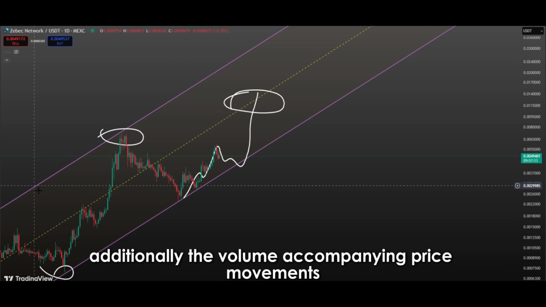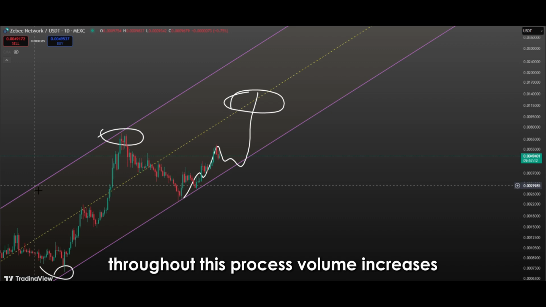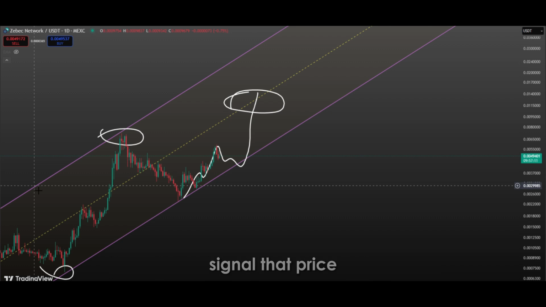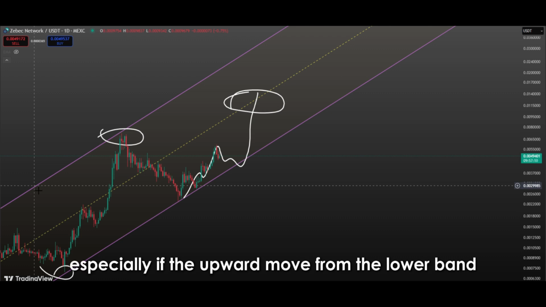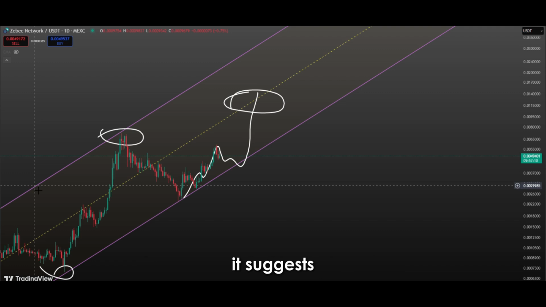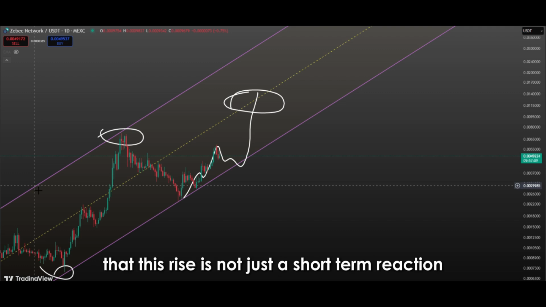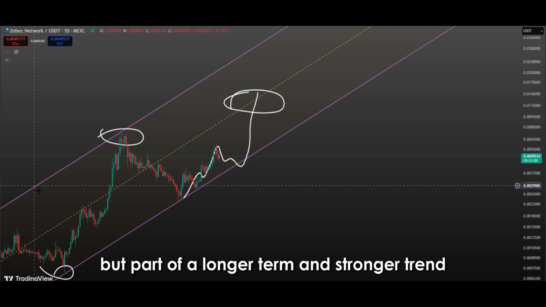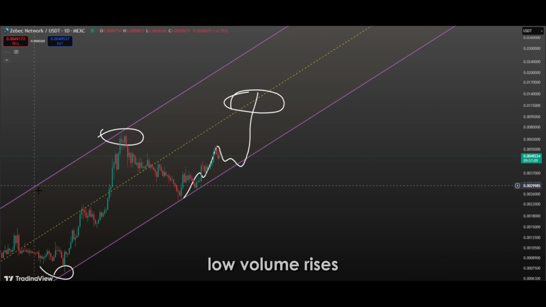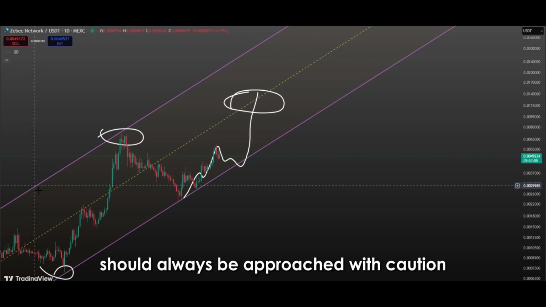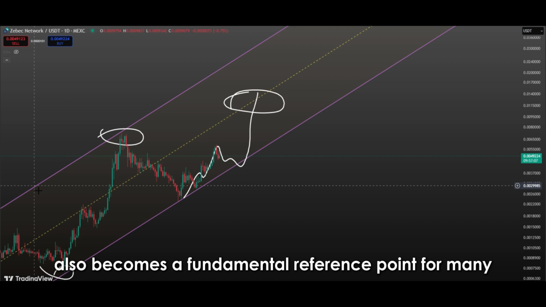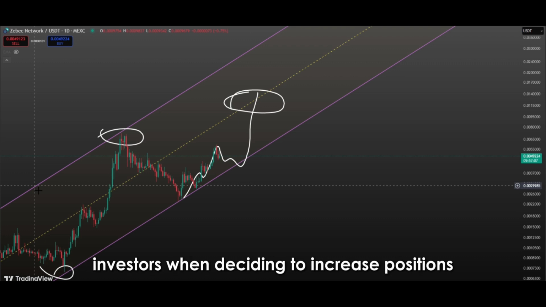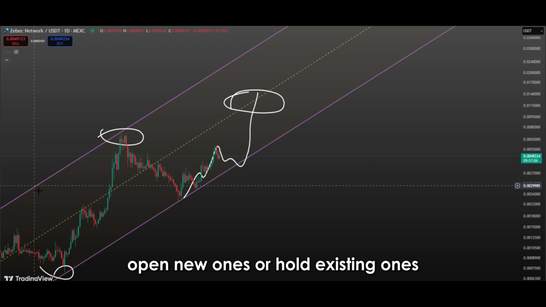Additionally, the volume accompanying price movements should be closely tracked throughout this process. Volume increases signal that price movements are more valid and trustworthy. Especially if the upward move from the lower band is accompanied by high volume, it suggests that this rise is not just a short-term reaction, but part of a longer-term and stronger trend continuation. On the other hand, low volume rises should always be approached with caution, as they can carry the risk of manipulation. The movement of the price from the lower band to the midline also becomes a fundamental reference point for many investors when deciding to increase positions, open new ones, or hold existing ones.